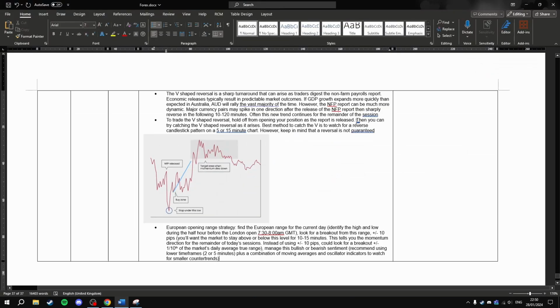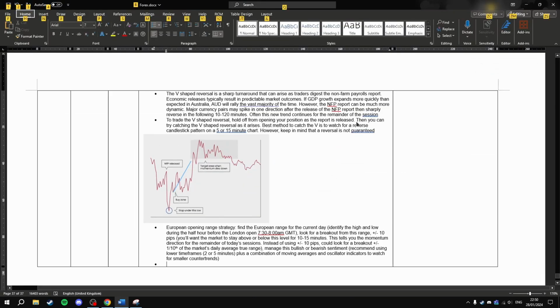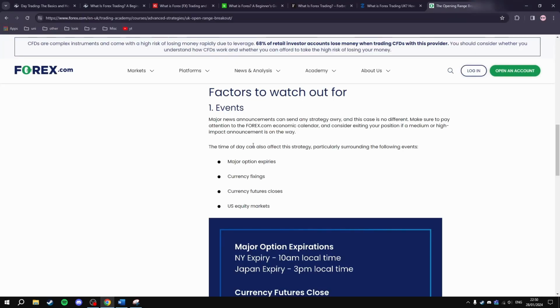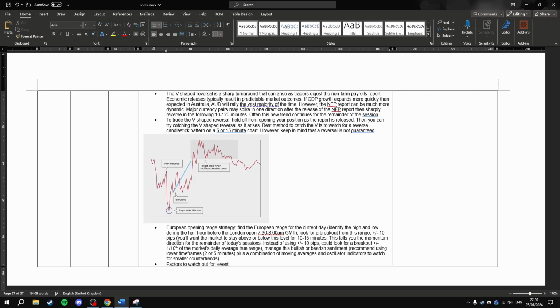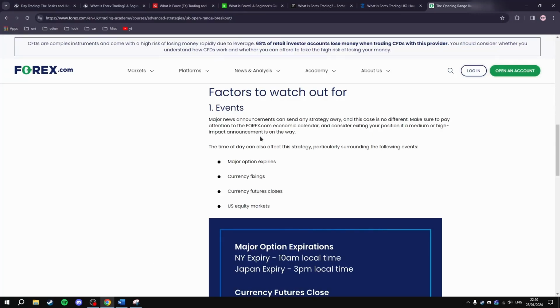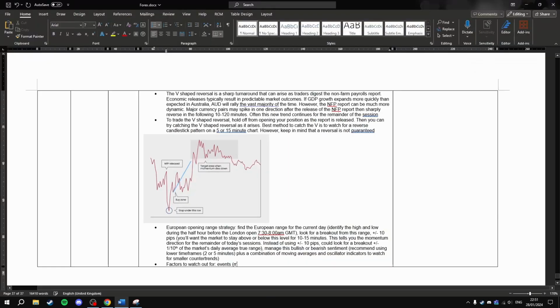Factors to watch out for. Events. Major news announcements can send any strategy awry, and this case is no different. Make sure to pay attention to the Forex.com economic calendar and consider exiting your positions if a medium or high impact announcement is on the way.